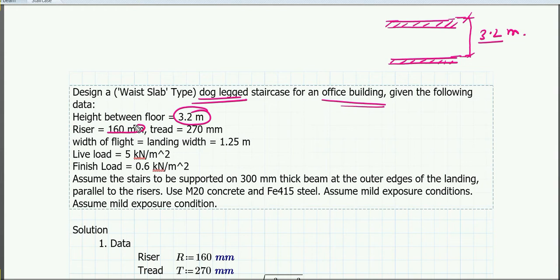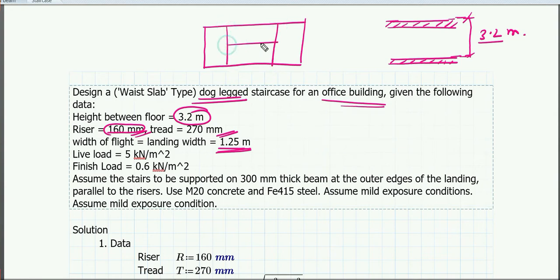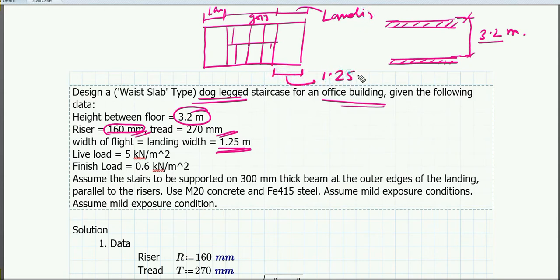Then the riser is 160 mm and the tread is 270 mm. Then the width of flight or landing width is 1.25 meter. If I show you the plan of a staircase, it looks something like this, right? Here this part is the landing, this is the going, and this is the landing as well. So the landing width is given as 1.25 meter.